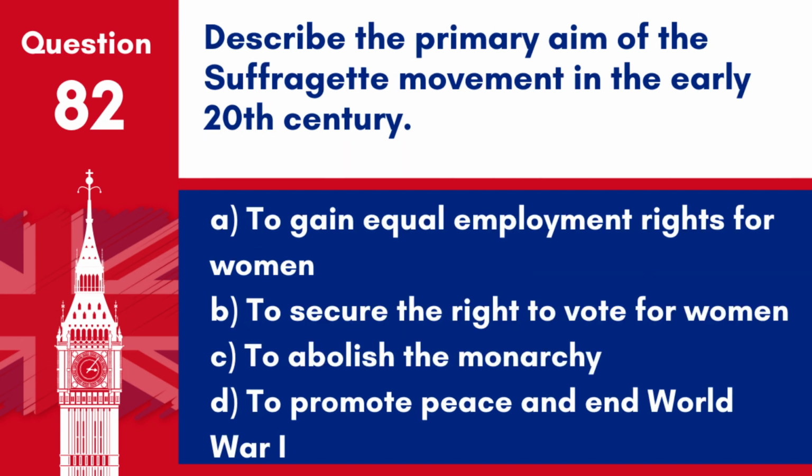Question 82. Describe the primary aim of the suffragette movement in the early 20th century. A. To gain equal employment rights for women. B. To secure the right to vote for women. C. To abolish the monarchy. D. To promote peace and end World War I.